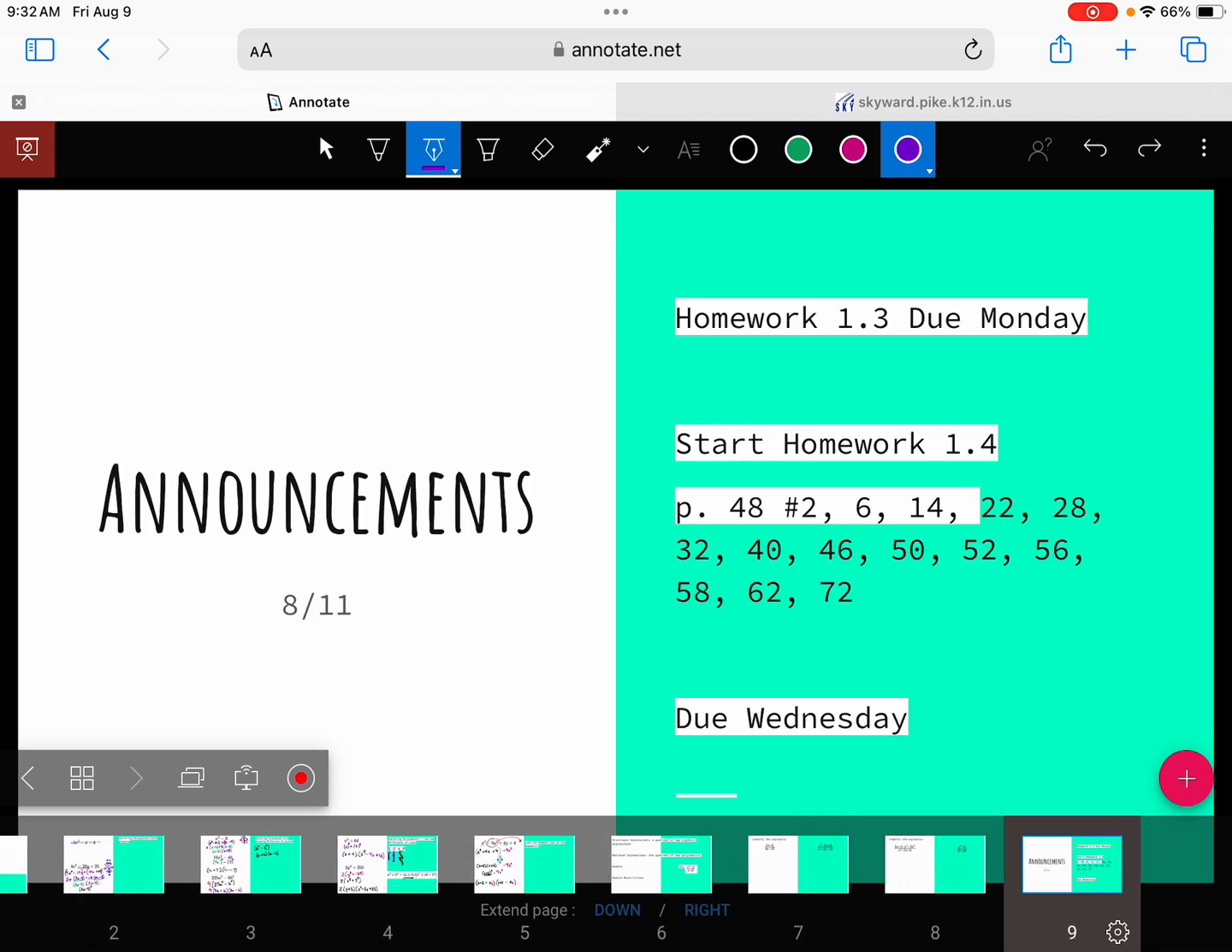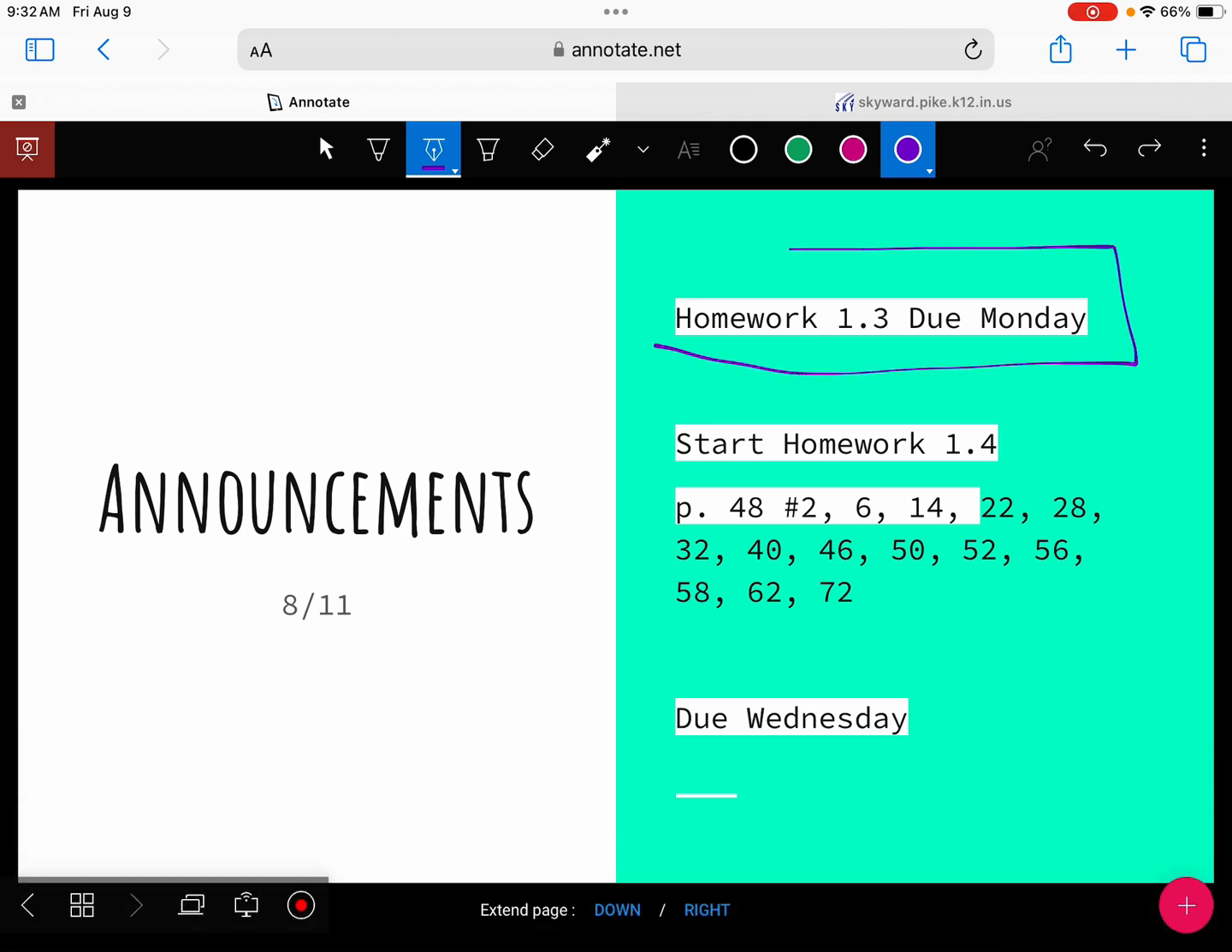Okay. So homework 1-3 is due on Monday. You do not need to start homework 1-4. We'll talk about that Monday. It will still also be due Wednesday probably. So I put this up here, but 1-3 is due Monday. Use this time. Work on it. Ask questions if you've got them. Work together. I don't care. Do what we need to do. Okay?